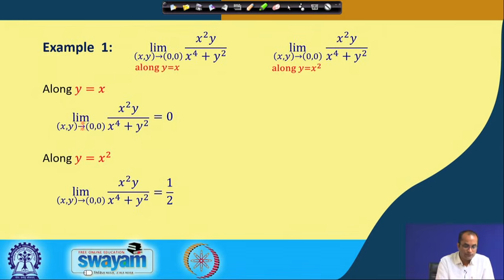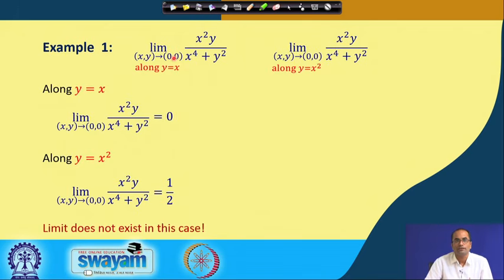So, along the straight line y is equal to x, the limit is 0, along y is equal to x square, the limit is half. So, now we can conclude that this limit as (x, y) goes to (0, 0) of x square y over x power 4 plus y square does not exist.